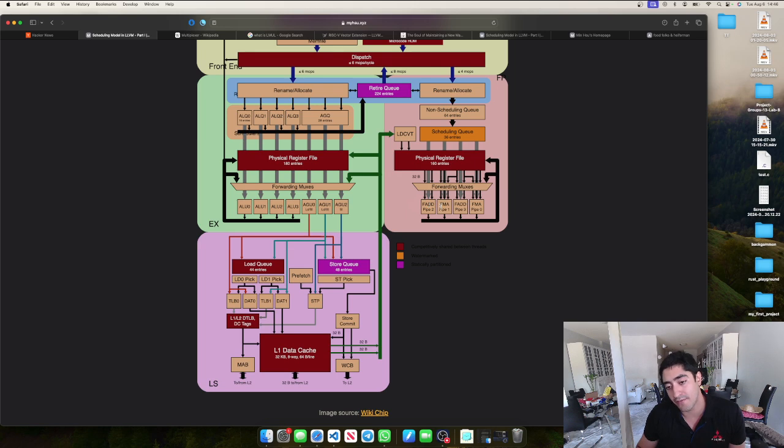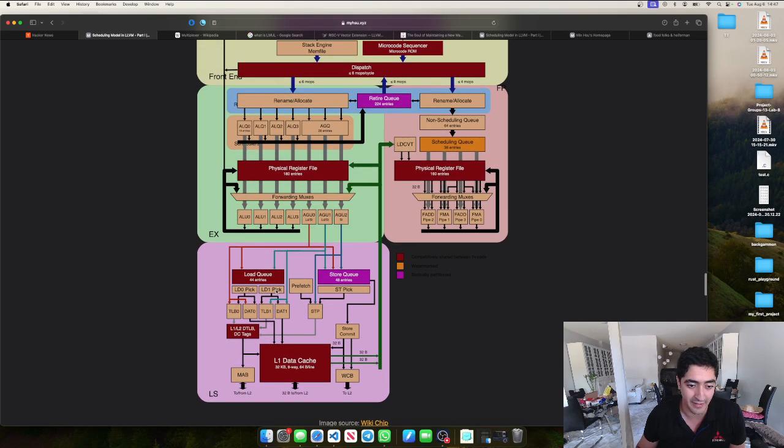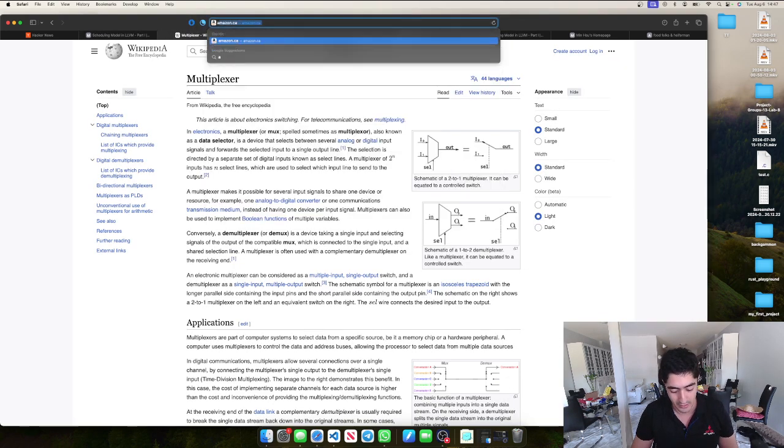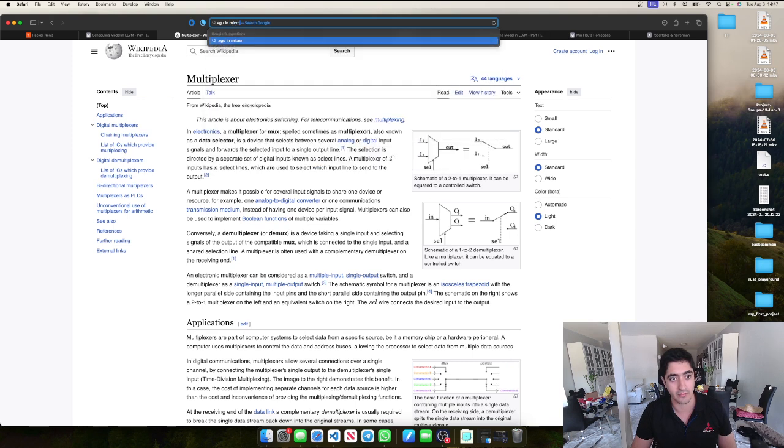Fused add, fused multi add, fused add. I'm not sure if that ADD is add, but let's call it add. Then you go from this to the AGUs. What is an AGU? AGU in microarchitecture.